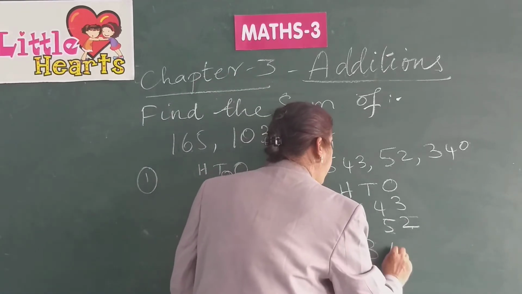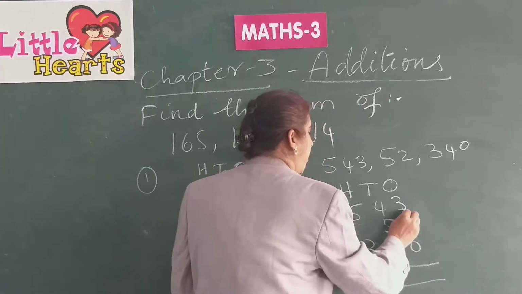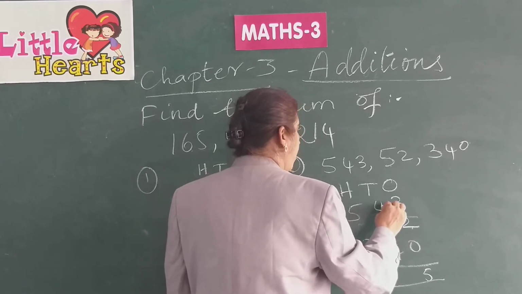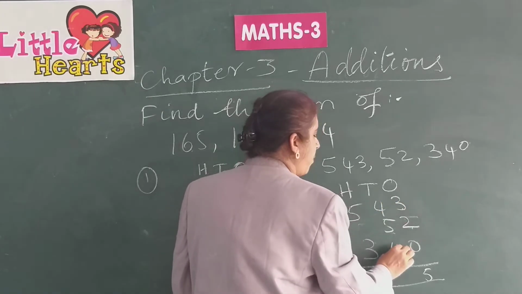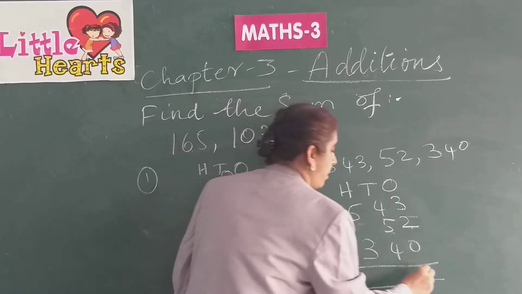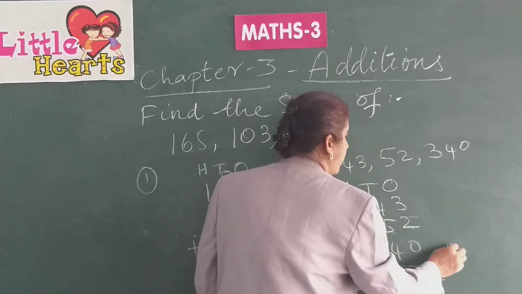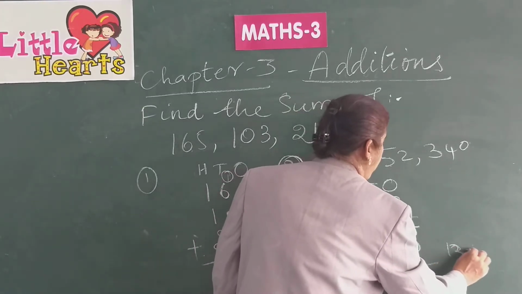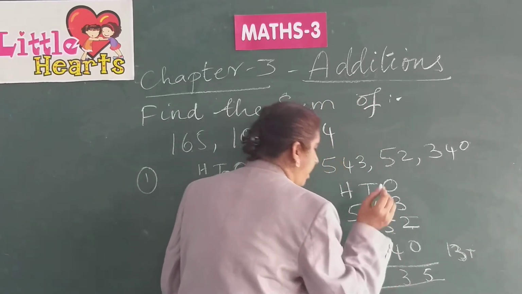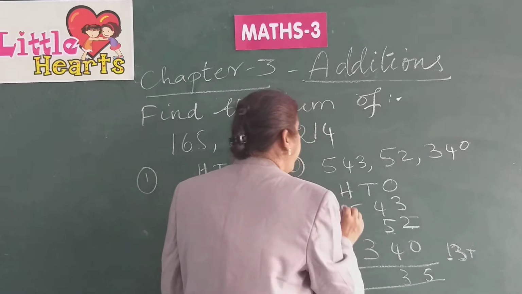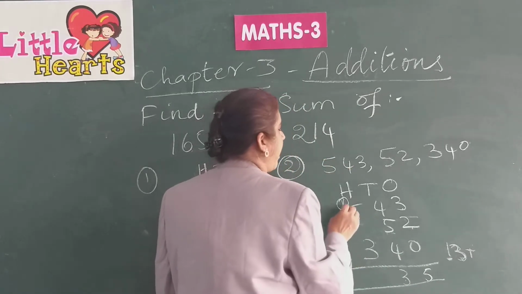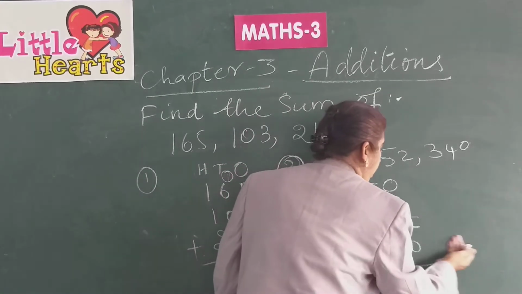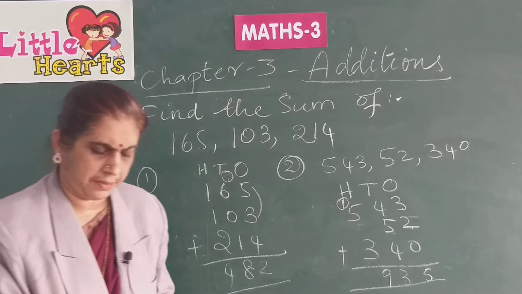And 340 here. 3 plus 2, 5. 5 plus 4, 9. 9 plus 4, 10, 11, 12, 13. So 13 tens here in total. 3 should be written here and 10 tens make 100, which should be carried to here. 1 should be carried here. 5 plus 1, 6. 6 plus 3, 9. 935 is the answer.